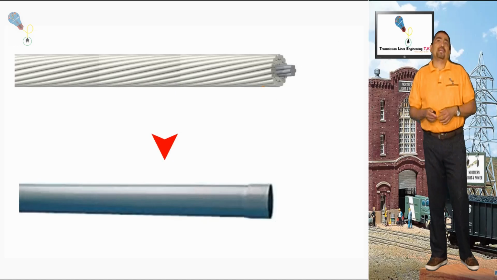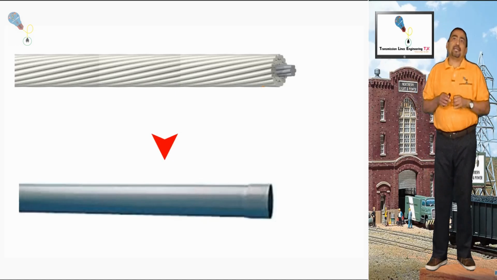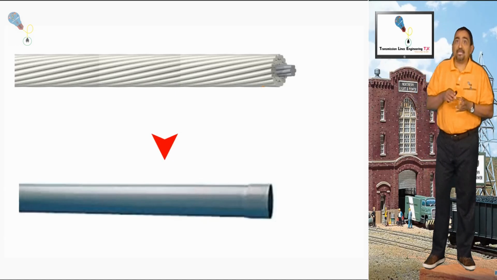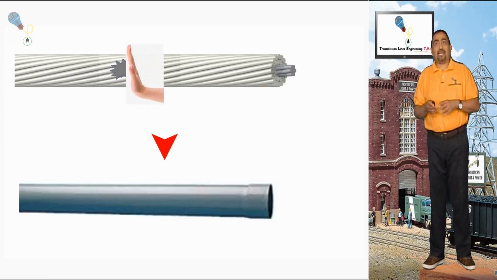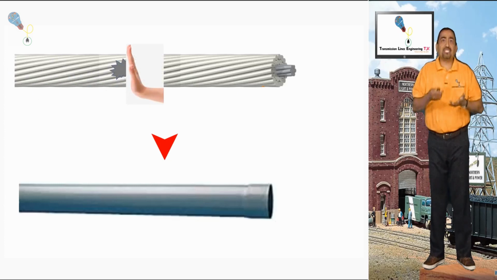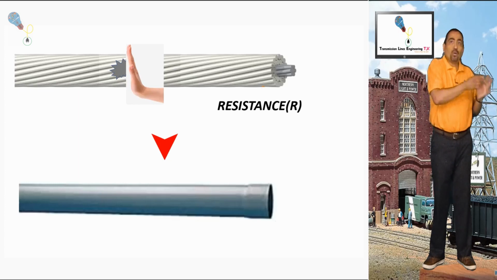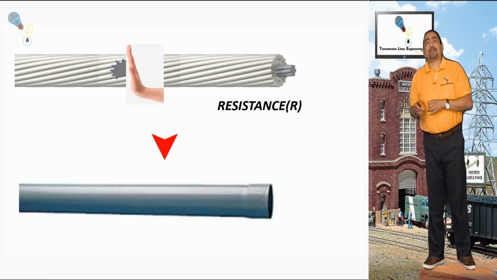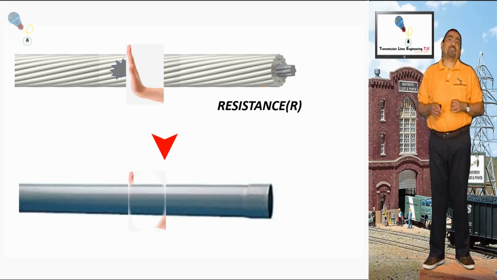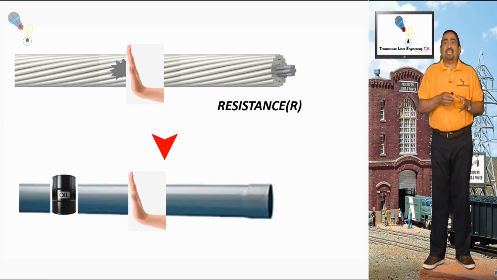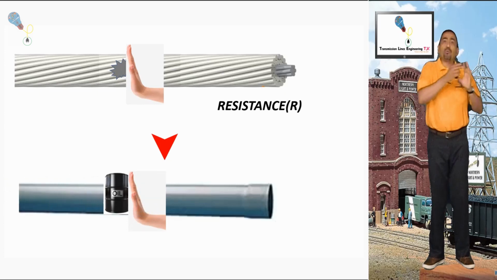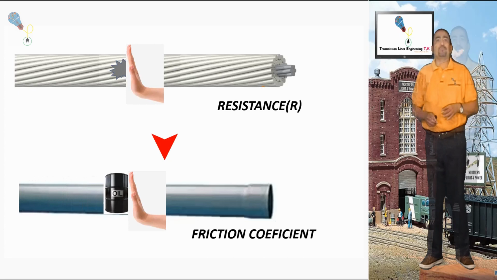Number 3, it turns out that the conductor cable is not a perfect conductor and has certain resistance against the watts flow. In a pipeline, the friction coefficient of the material is the one which will oppose the gallons flow.